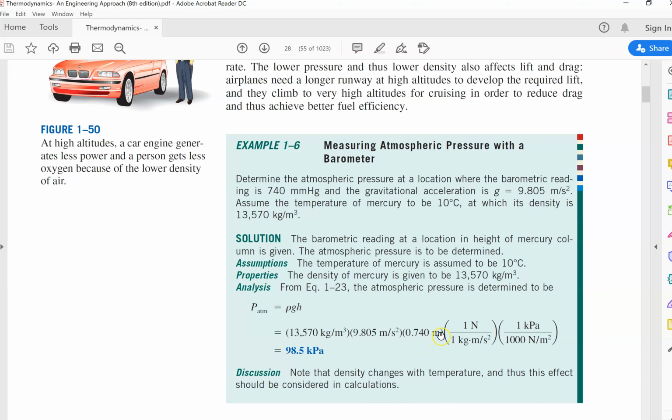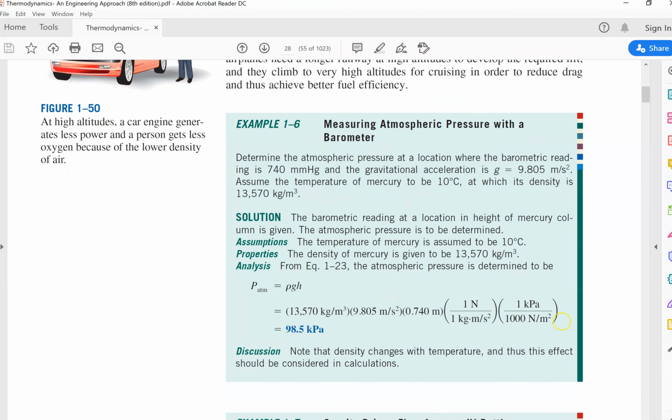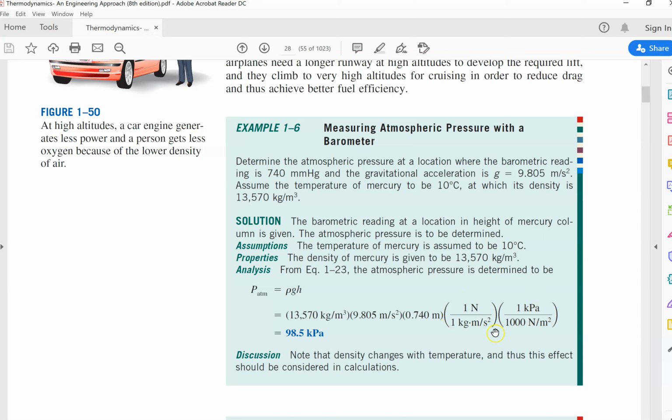Did you see the unit has been changed? Because the whole thing is in meters, we don't want to also use millimeters. And then this part behind here is the conversion. 1 Newton is equivalent to 1 kilogram meter per second squared, and 1 kilopascal is 1000 Newton per meter squared. So from here you can just cancel off and you get 98.5.